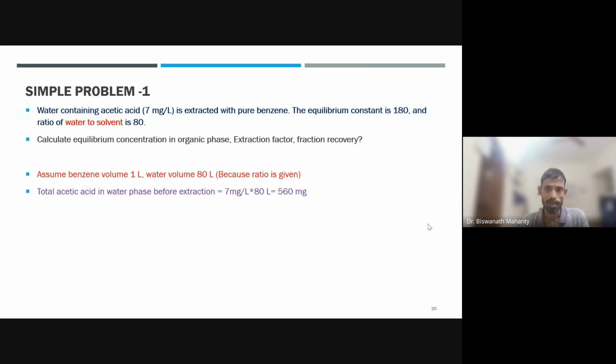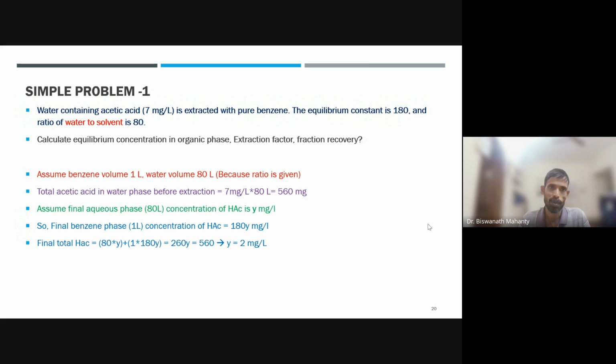On simple problems, we show the steps here: water containing acetic acid is extracted with pure benzene. We can calculate the equilibrium concentrations in the organic phase, the extraction factor, and the fraction recovery. Based on the data, the equilibrium constant is given as 180 and the ratio of water to solvent is 80.